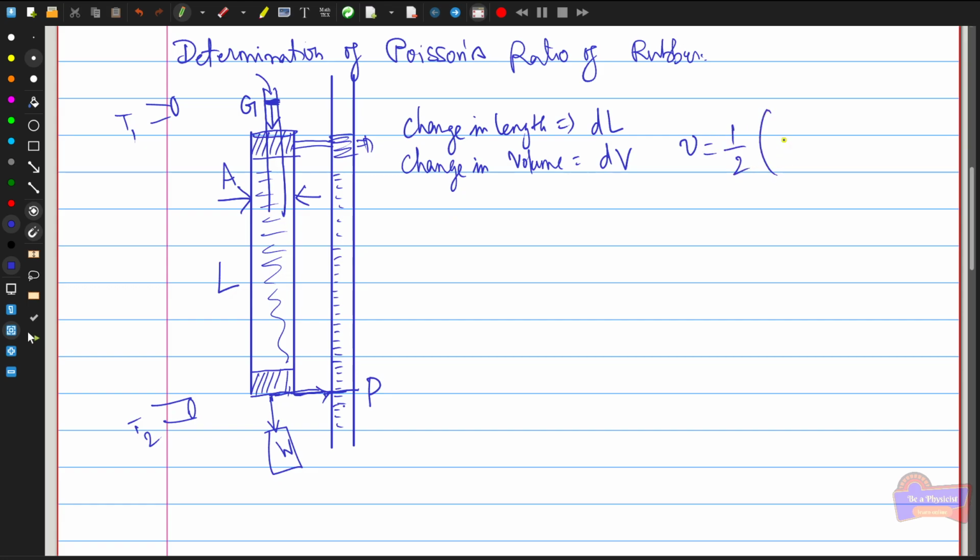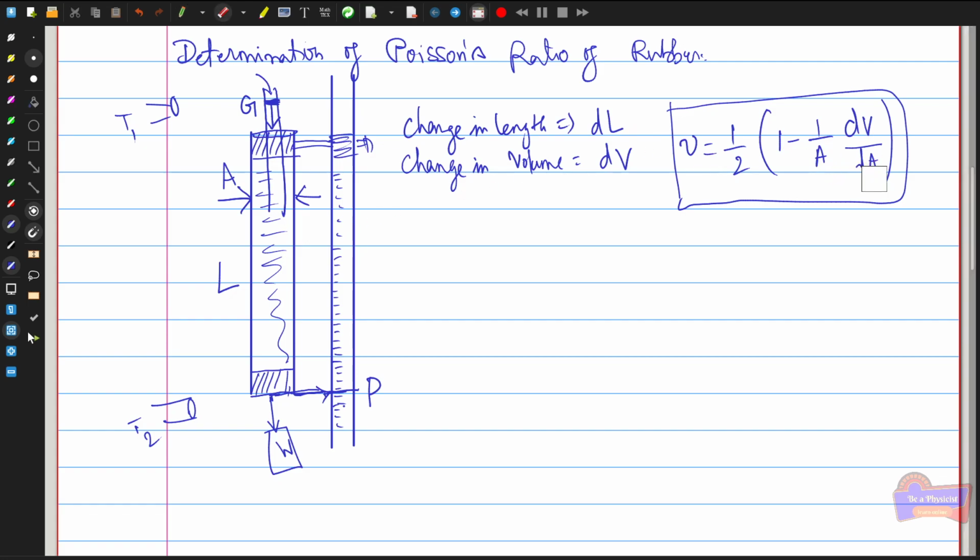So the relation between dL and dD, that is the Poisson ratio, can be calculated with the formula 1/2 times (1 minus 1 by A, that means area of cross section, times the change in volume divided by the change in length). So this is the formula which we are going to use to find out the Poisson ratio of the rubber. You already know the area of cross section A, and this is dV by dL. So this dV and dL you are calculating from this experiment, and you are substituting the values, so you can find out the average value of mu.